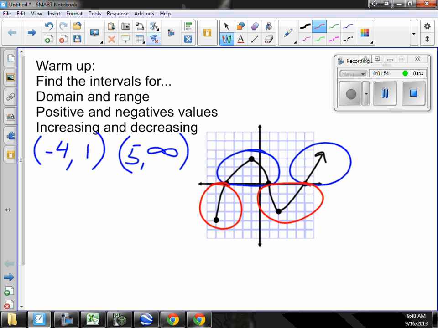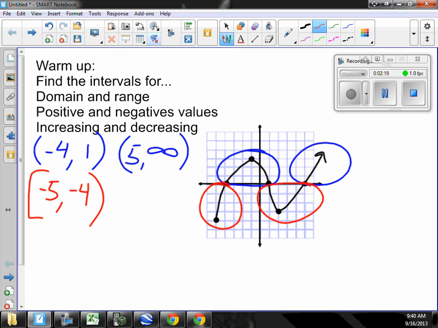How would you describe that first set of negative values? -5 to -4. Do we include -5? Yes, we do. Because it's part of the graph, or it's not 0. It's a negative value. Do we include -4? Nope, not included.